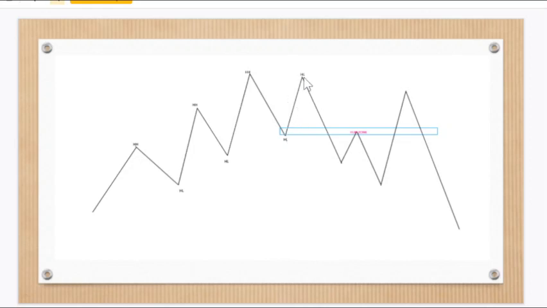So there will be a change in market structure. What was previously a support is now a resistance. You have seen, right? This was a support, a previous support, and it has changed into a resistance.